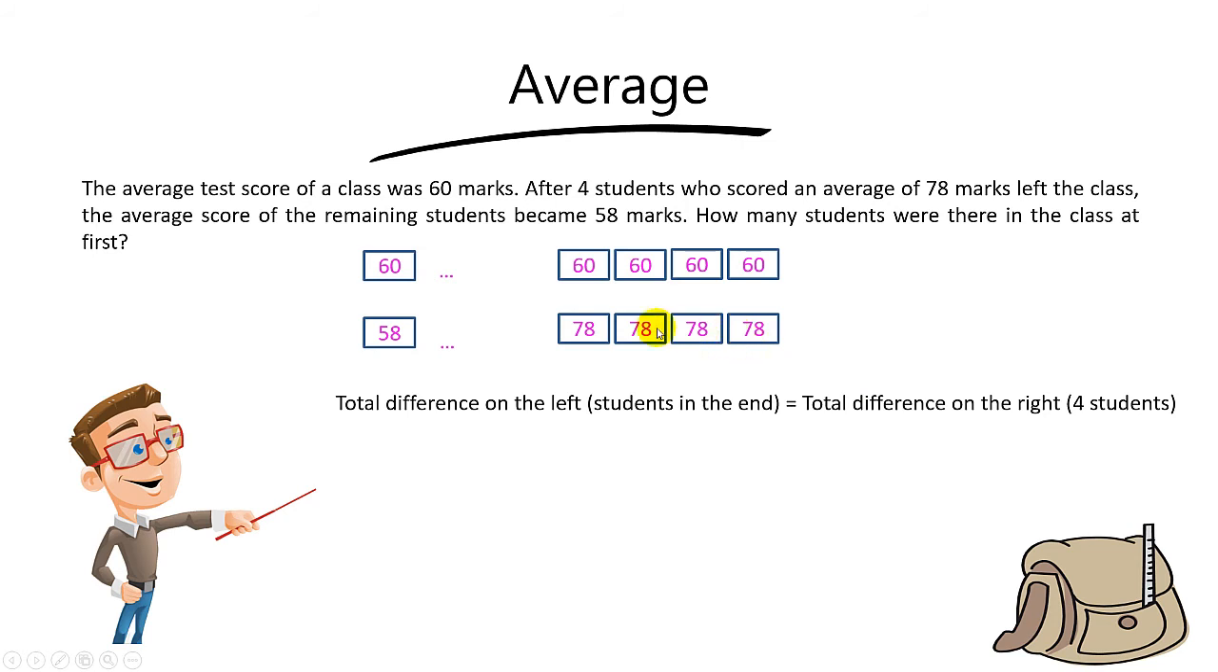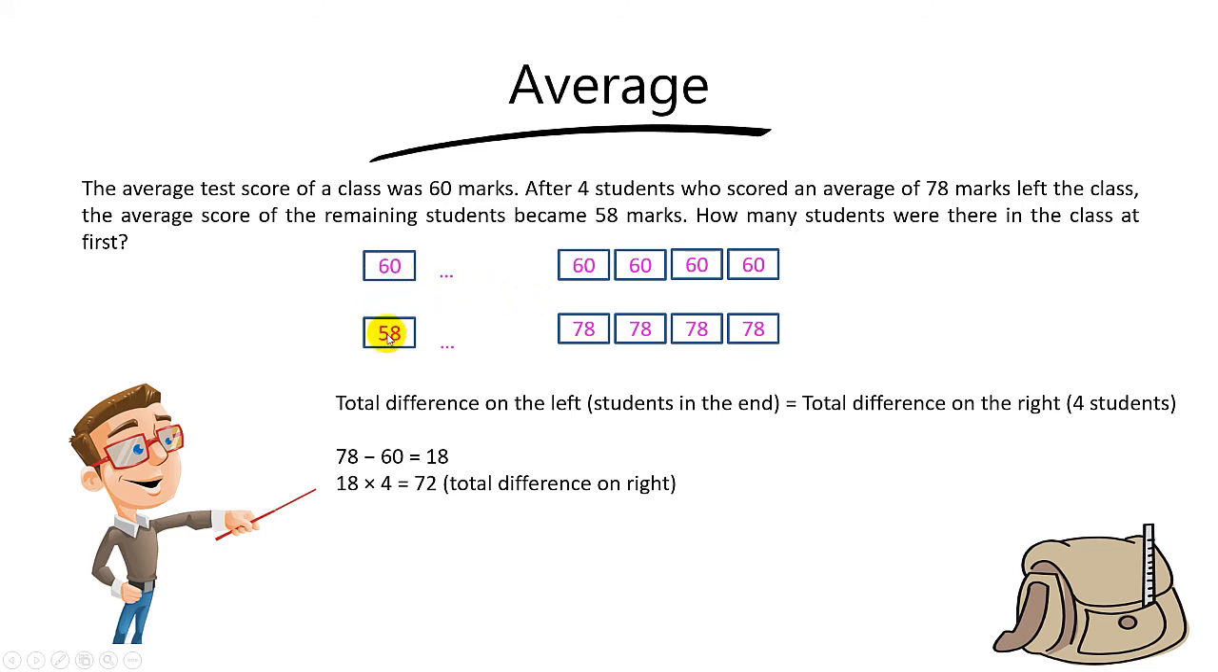Okay, and now let's find the total difference on the right. Since each student, the difference is 18, right, because 78 minus 60, you get 18. So in 4 students, the total difference will be 18 times 4, you get 72. So far so good. Alright, so 72 is the total difference on the right. And we know that the difference on the right is equal to the difference on the left.